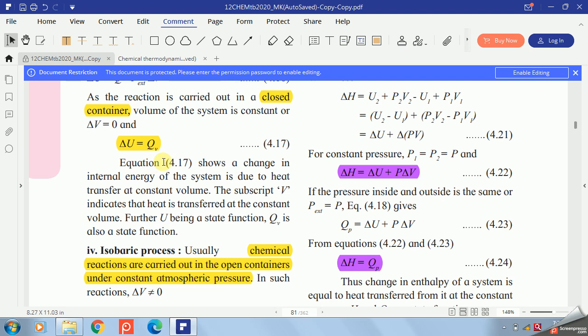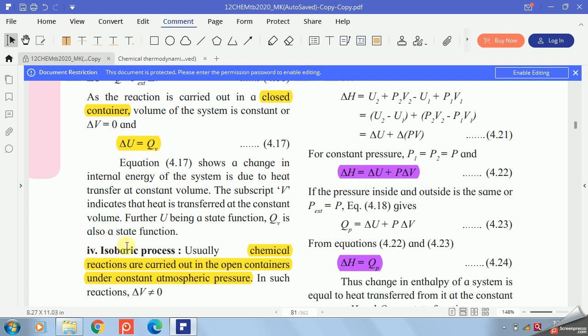So what does this equation indicate? A change in internal energy of the system is due to heat transfer, but at constant volume. That's why this Q is written with V as a suffix, Q_V. The subscript V indicates that heat is transferred at constant volume. We know that delta U, internal energy, is a state function. So heat transfer at constant volume is also a state function. All of you understood this.